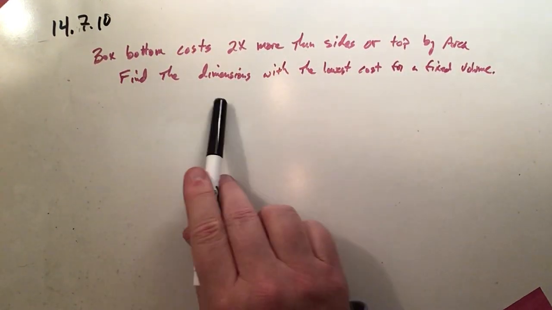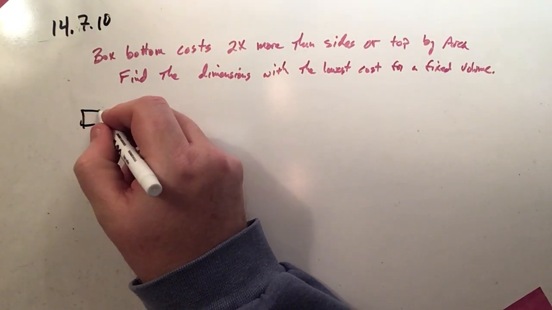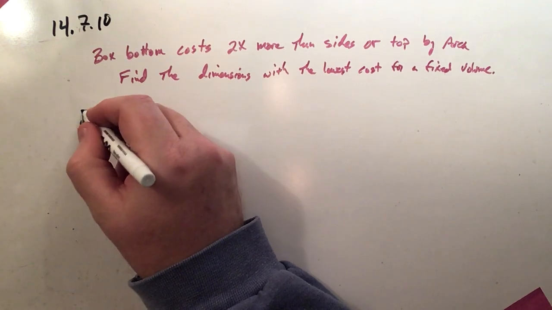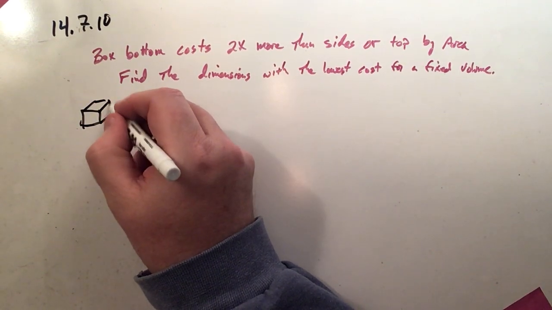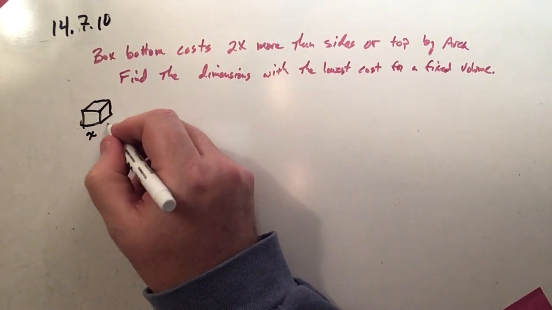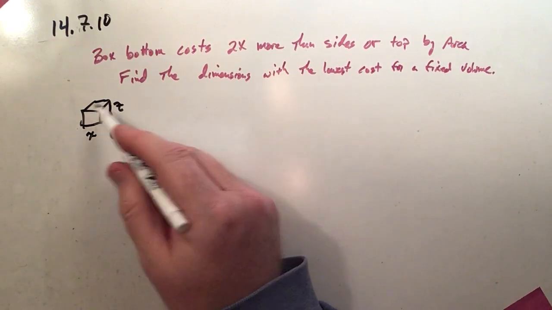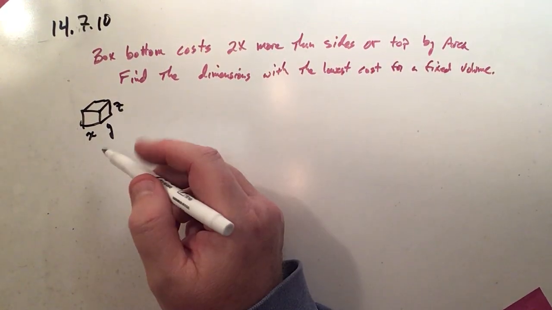So this is a rectangular box, so it would look like this, where it has length, width, and height. I'm just going to use X, Y, and Z for those. So this would be the function for the cost.